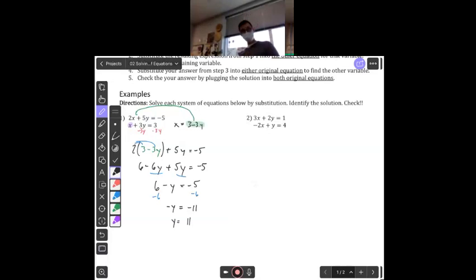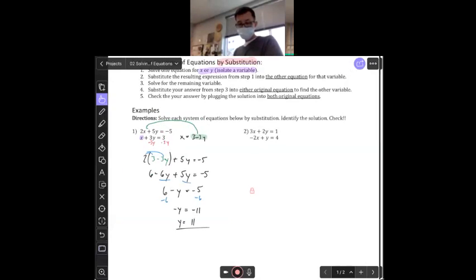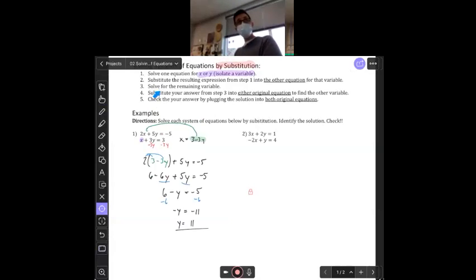Or divide both sides by -1, multiply both sides by -1, whatever. There's our y value. So there we've gotten through step 3. I would solve for that remaining variable. Again, this should be pretty straightforward Algebra 1 stuff for you guys.